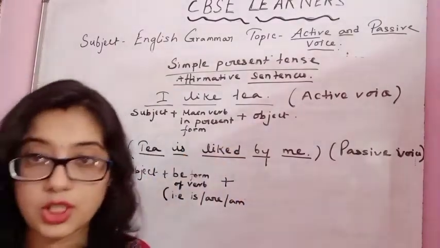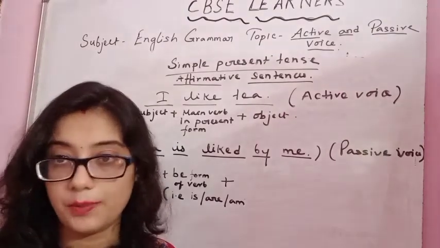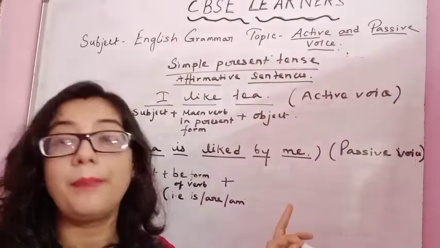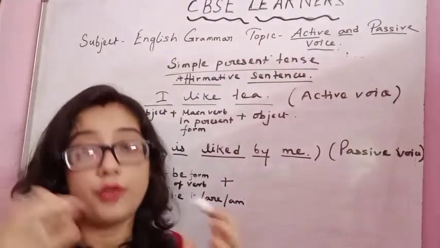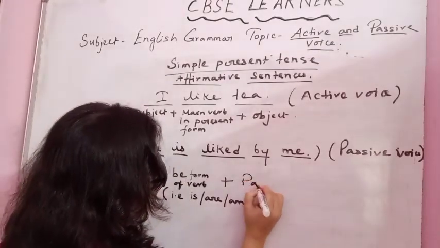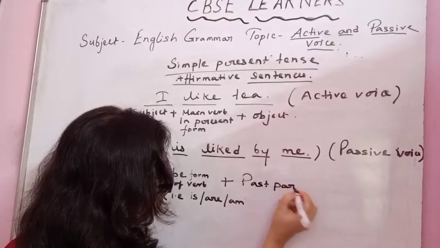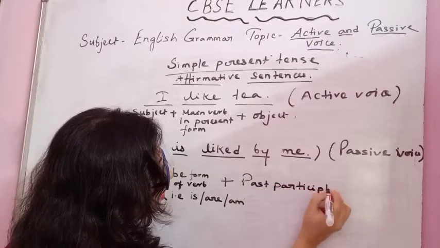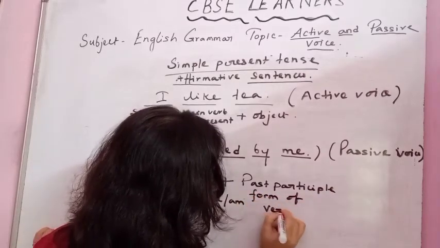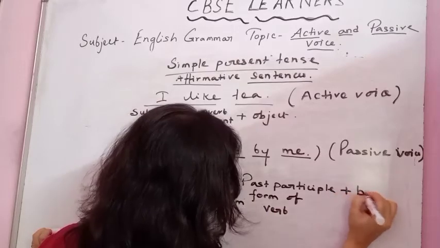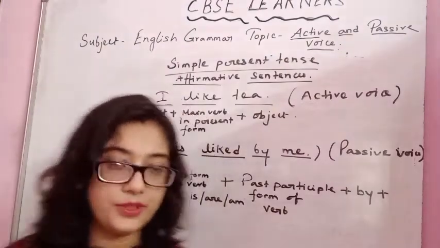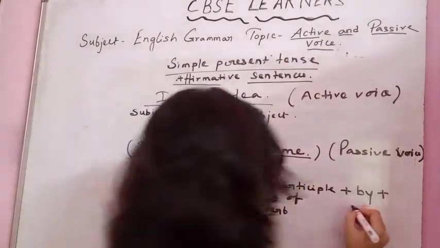Now liked is in which verb form? It is the past participle form of the verb. Liked can be the past and it can be the past participle. But in case of voice change, we have to use the past participle form of verb, plus by, plus what? Every time we get confused and write the object once again. But it's not the object, it's the subject.